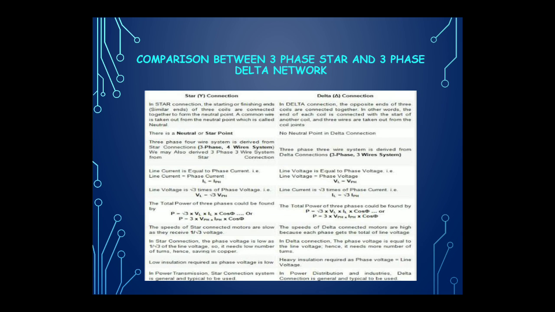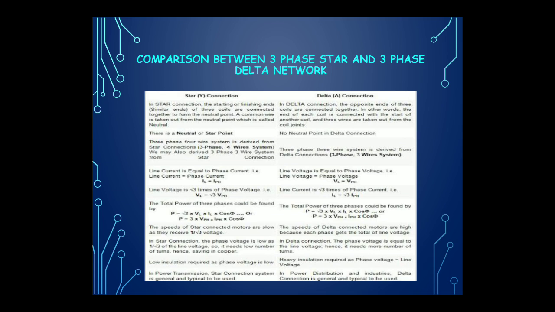In star, the line current and phase current are equal, and in delta, the line voltage and phase voltage, VL and V phase, are equal. In star connection, VL equals root 3 V phase, and in delta connection, IL equals root 3 I phase. The total power of both connections is the same, that is P equals 3 into V phase I phase cos phi, or P equals root 3 VL IL cos phi.